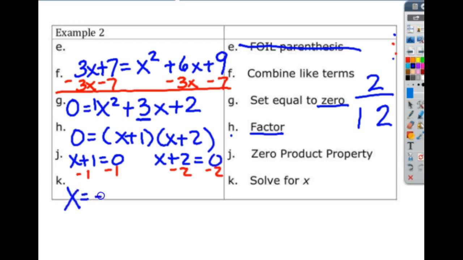And x equals -1, x equals -2. Maybe. I have to check. Every single problem you have to check, and you have to check every single answer. It has 2 answers, so I'm going to have 2 checks. Raise your hand if you need a minute on this screen. Okay, so we're ready for the check.